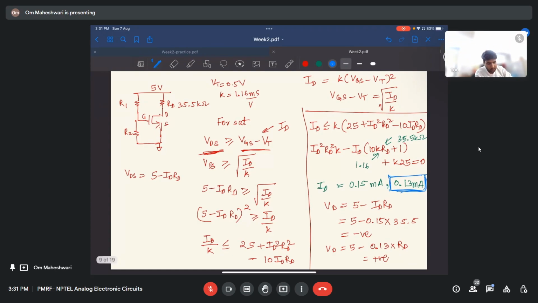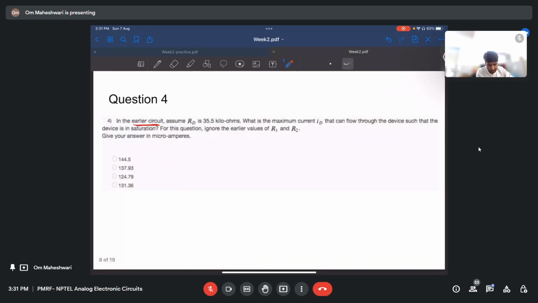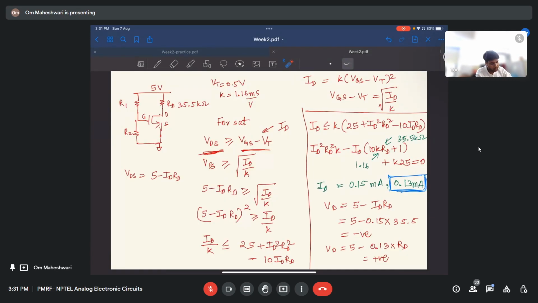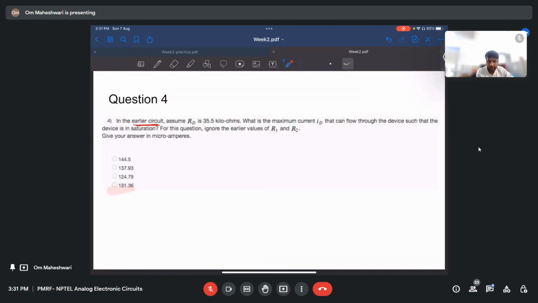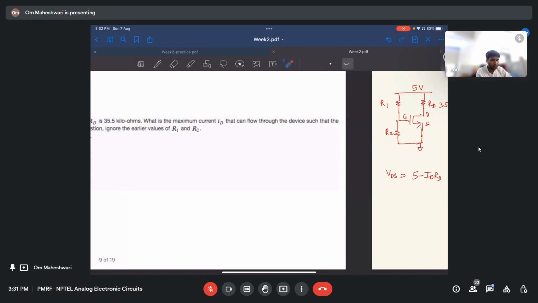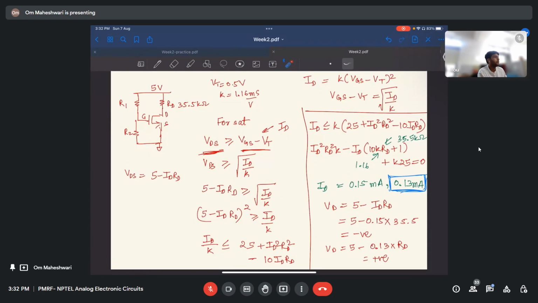So if you see, in all the questions in your assignment, we just need to know these two equations. First is this saturation equation, and second is the current equation. With just modifying these two and substituting some values here and there, you can always solve any question. So it is 0.13 milliampere. In microamperes, it will be 130 micro, right? So this is the answer. Any doubts in this? No, sir. Okay.